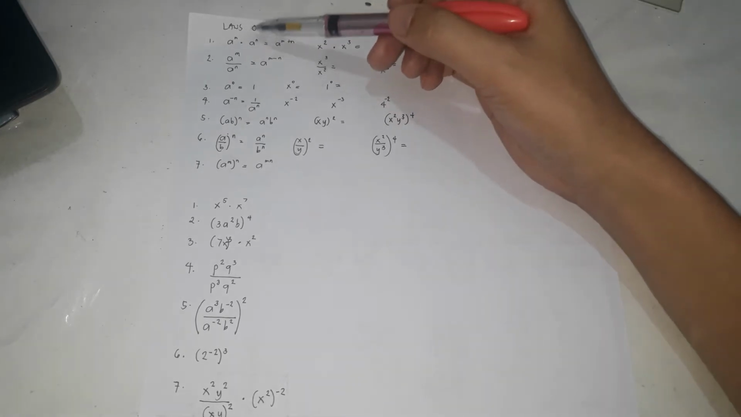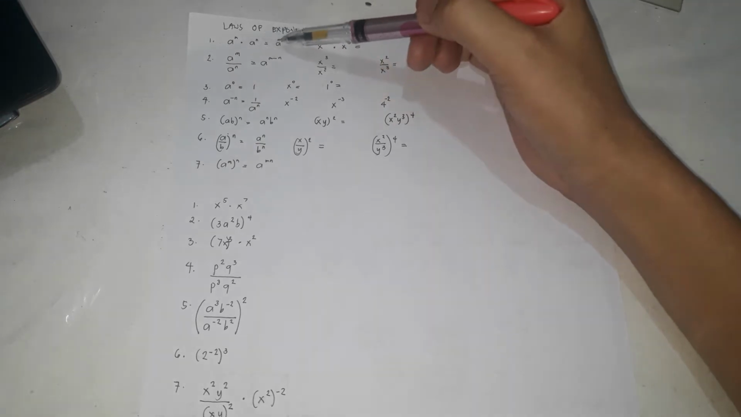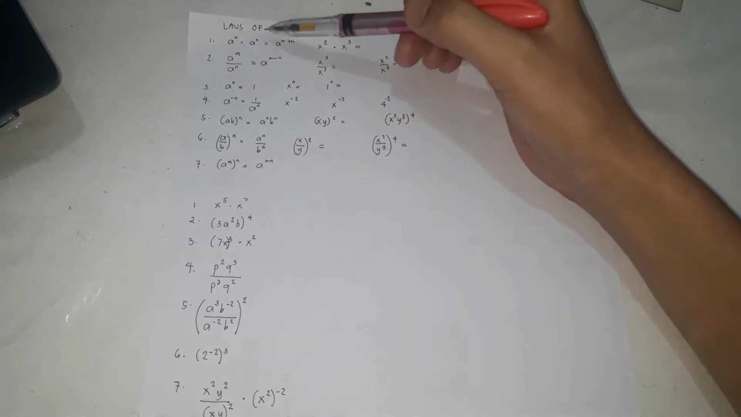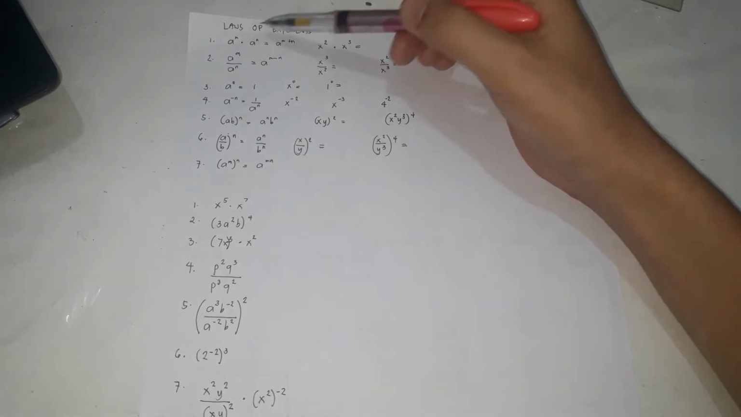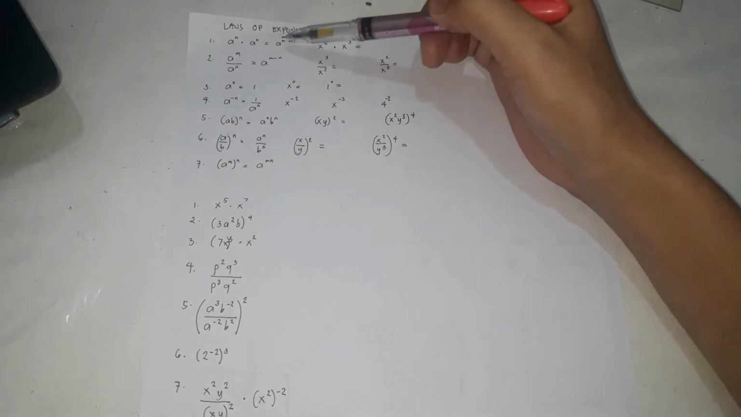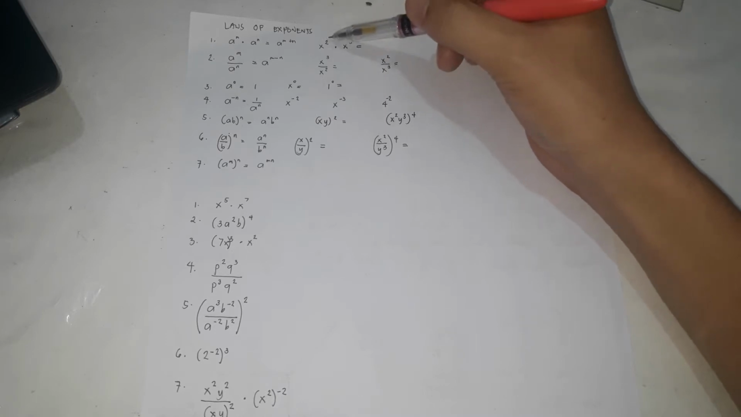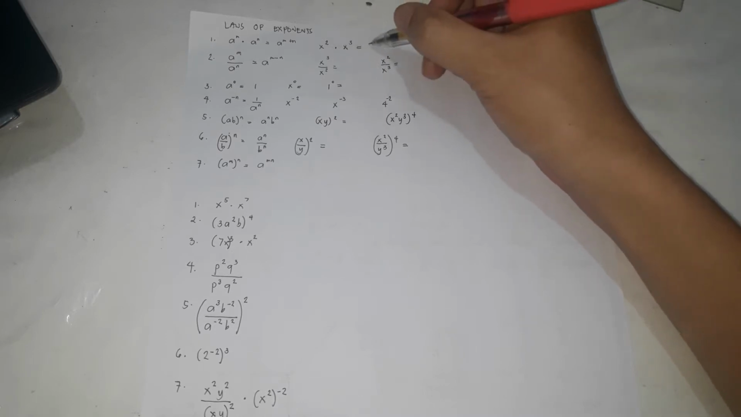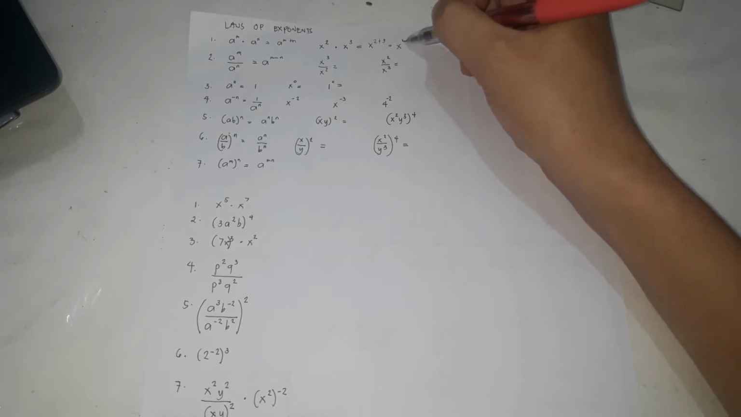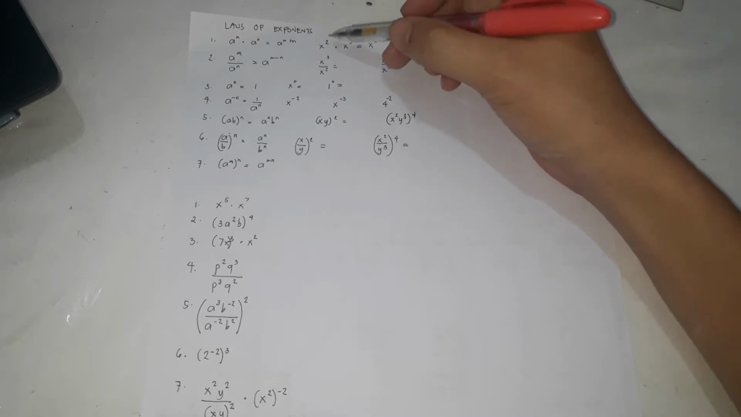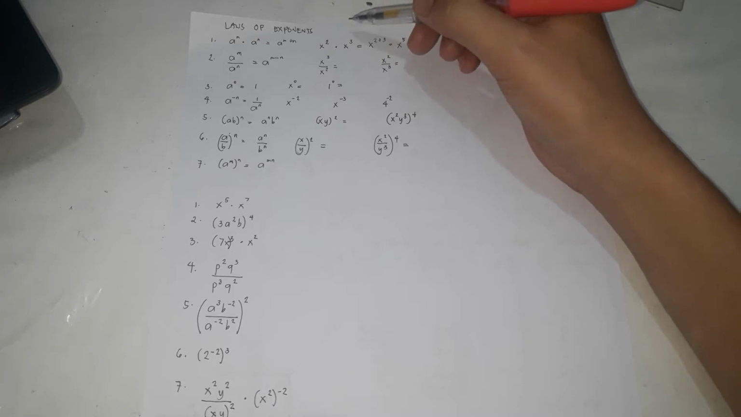So a^m times a^n is equal to a^(m+n). What you're going to do is just add the exponents. Rather than multiplying the exponents, you add them. Here is the example: x^2 times x^3 is equal to x^(2+3), which is equal to x^5. So you're not going to multiply 2 times 3 equals 6. Instead, you're just going to add them if it is multiplication.